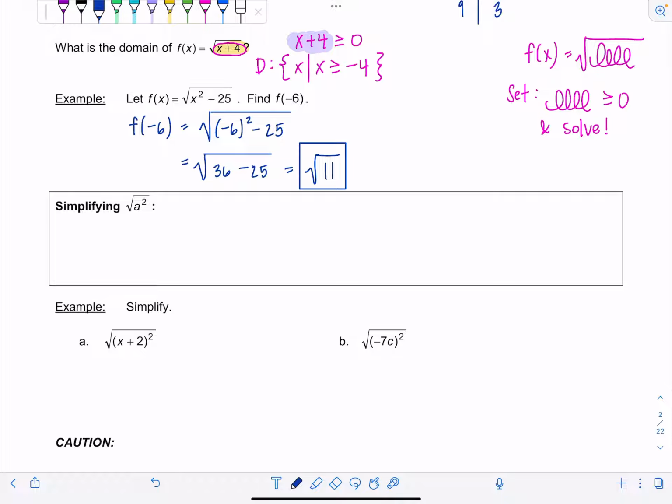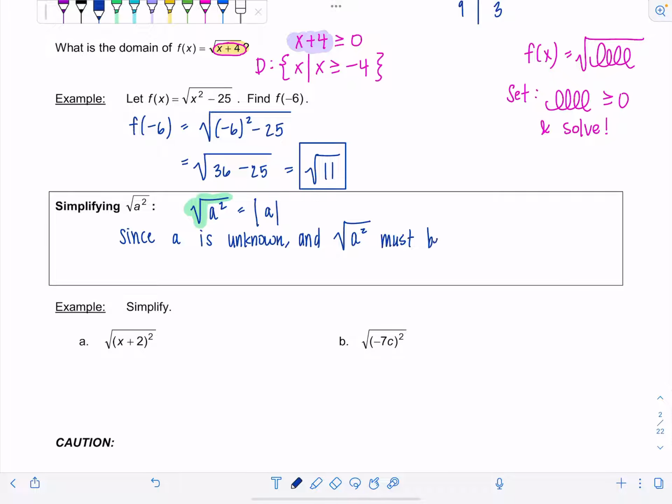Very good. Now here's something that's going to be a little bit new for you, especially in intermediate algebra. Simplifying the square root of a squared. Whenever you see the square root of a squared, that's not equal to just plain old a. It's equal to the absolute value of a. Why is that? That might freak you out. Well, since a is unknown, and we know whenever we see this symbol here, that's the principal or positive square root, right? So the result from this must be positive. The absolute value is required.